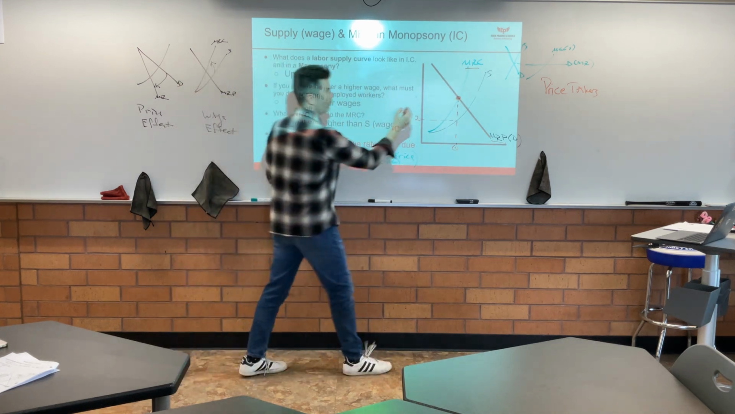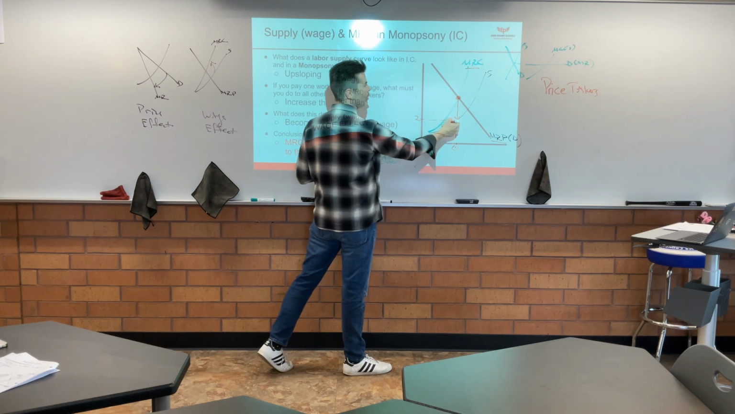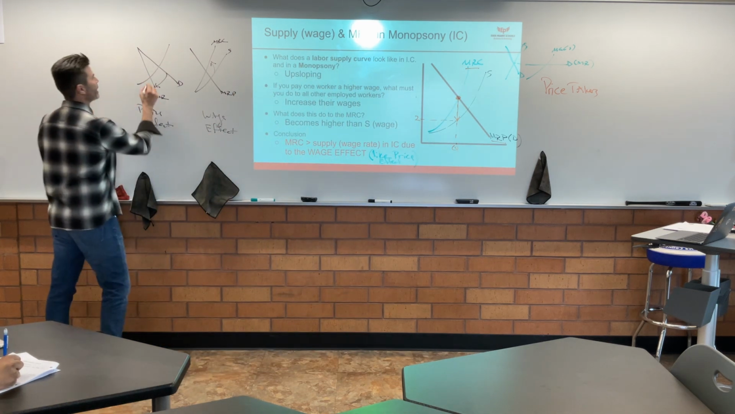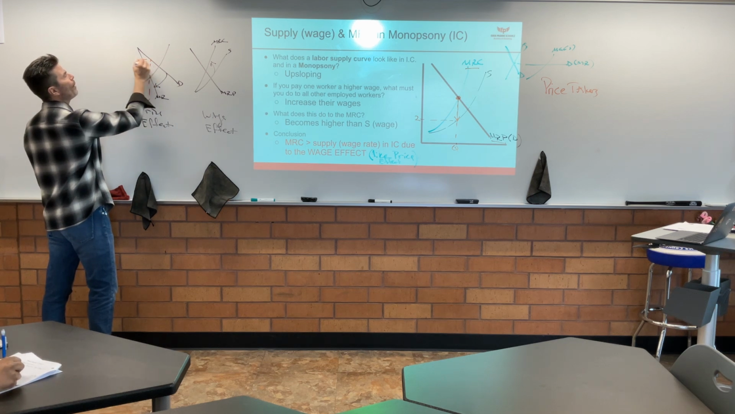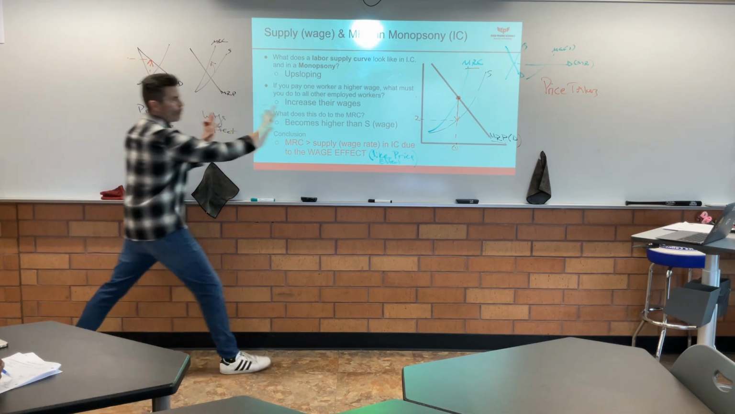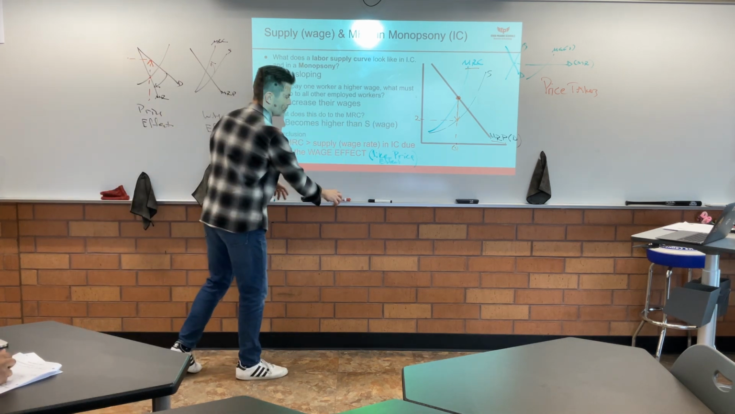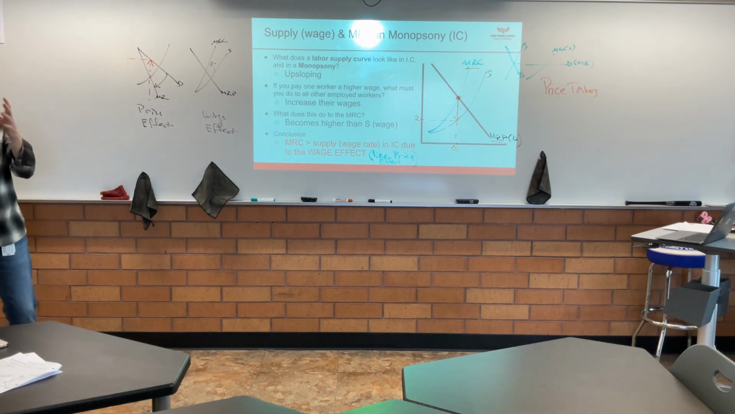So if you think about it, what you do is you go MRP and MRC, and you go down to the wage, just like here, we went MR and MC, and went up. So remember, everything's flipped. Instead of going up, we're going down. That was the key thing about that. So we're going to do a.